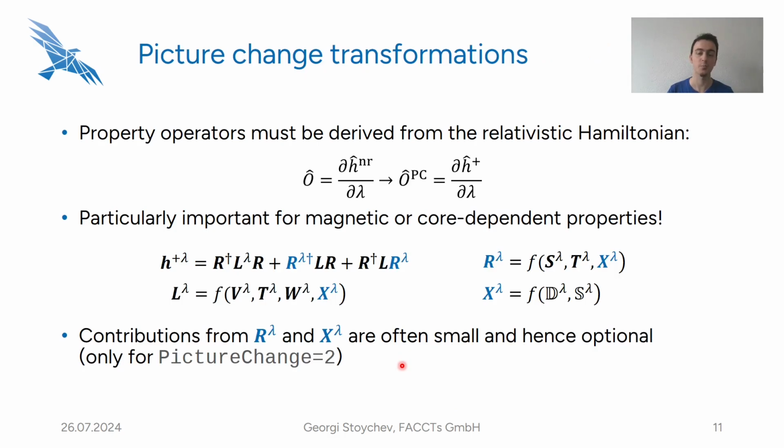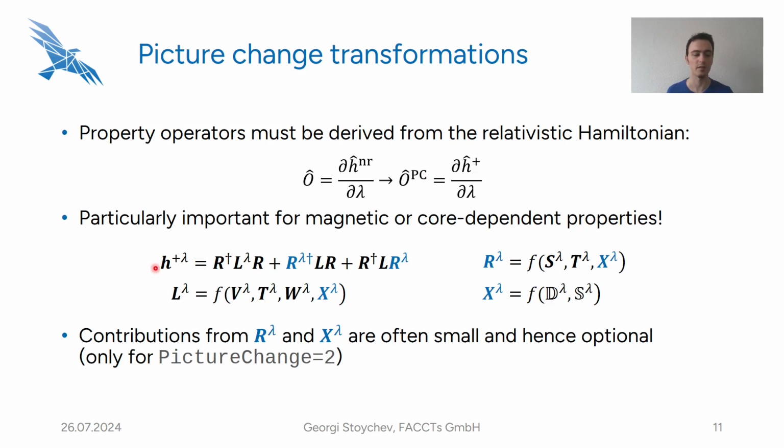And finally, turning to property calculations, usually property operators are expressed as derivatives of the Hamiltonian, and in the case of relativistic properties, we need to take the derivatives from the relativistic Hamiltonian. And this change of the operator is called a picture change effect, and it's particularly important for magnetic properties or other core electron dependent properties, and not so much for electric valence properties.